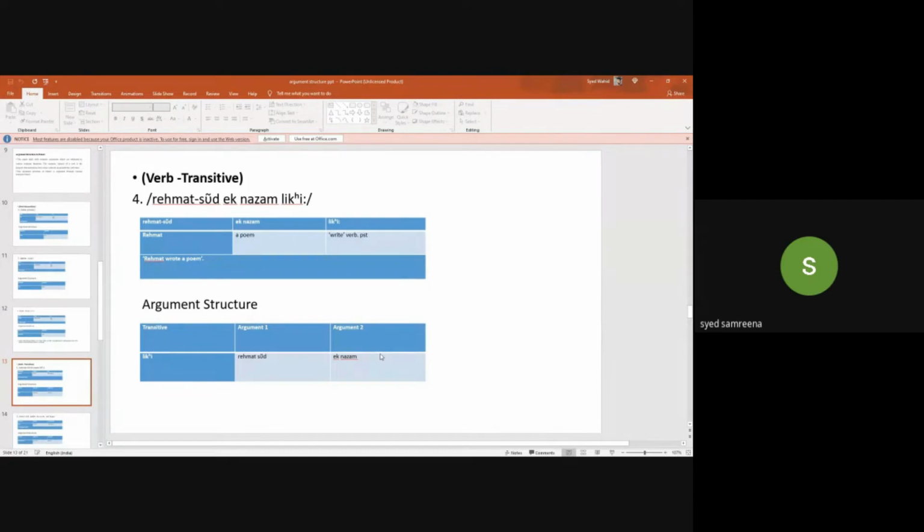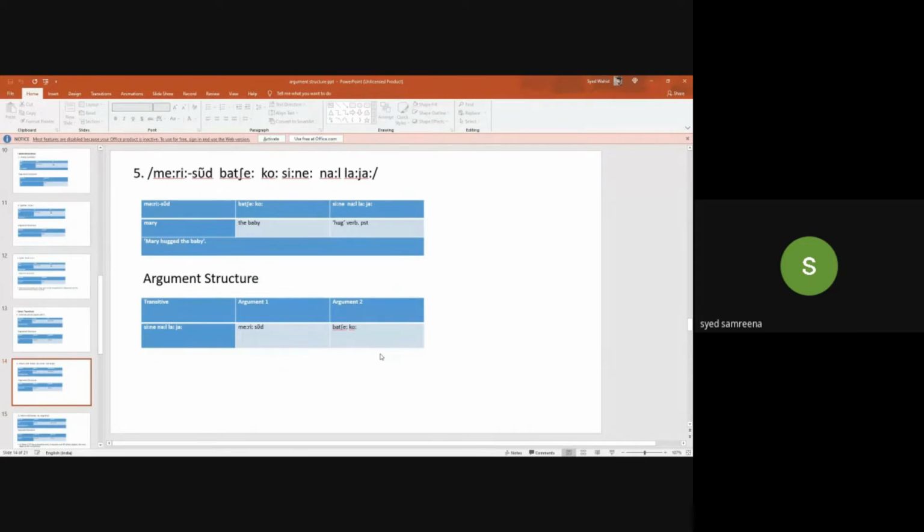Now we have the transitive verb. We have a sentence, Rahmat sun ek nazm likhi, Rahmat wrote a poem. Argument structure can be shown as: the transitive verb likhi takes two arguments, one as the subject argument Rahmat sun and another as the object argument ik nazm.